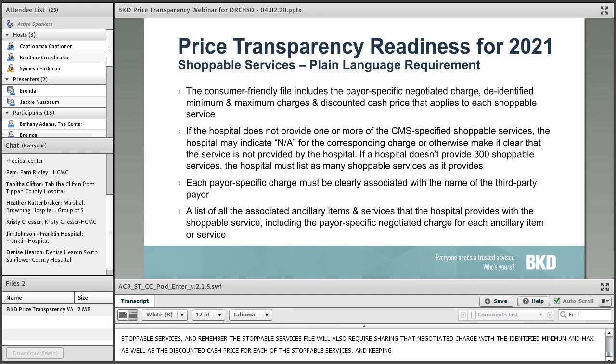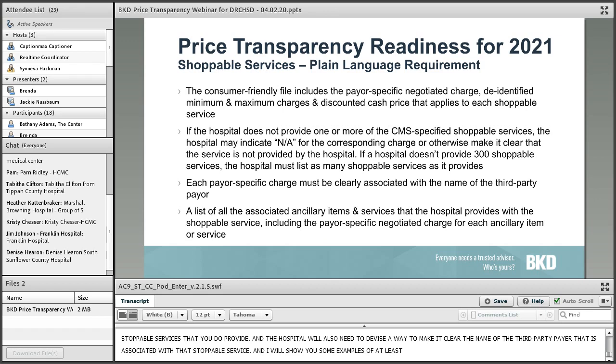So to help us do that, let's dig a little deeper into what the plain language requirement is for the shoppable services. And remember, the shoppable services file will also require sharing that negotiated charge, the de-identified minimum and max, as well as the discounted cash price for each of the shoppable services. Keep in mind that if you don't provide one of those 70 services identified, as Jackie mentioned, then you can note that as NA.